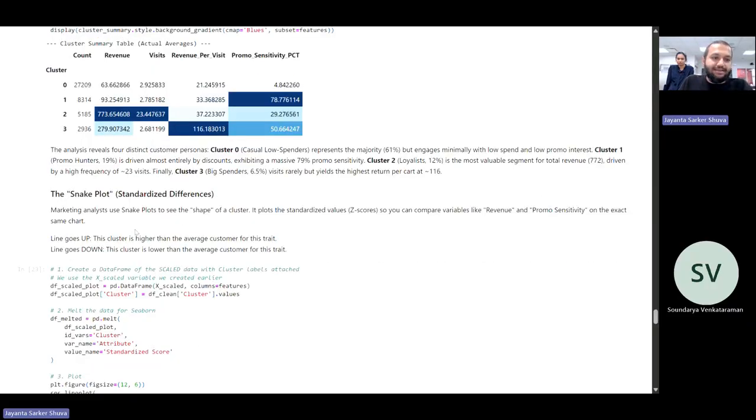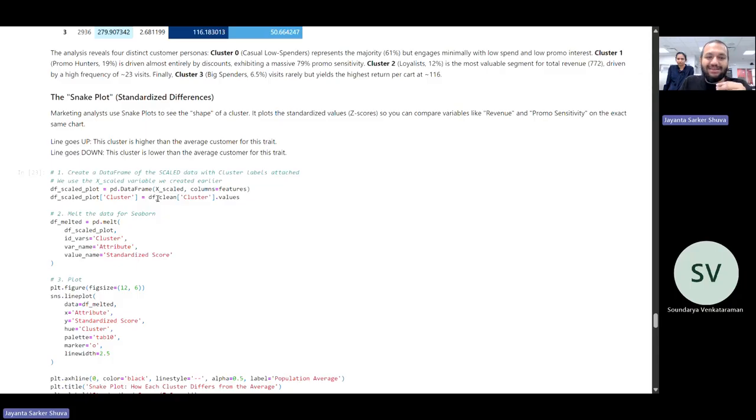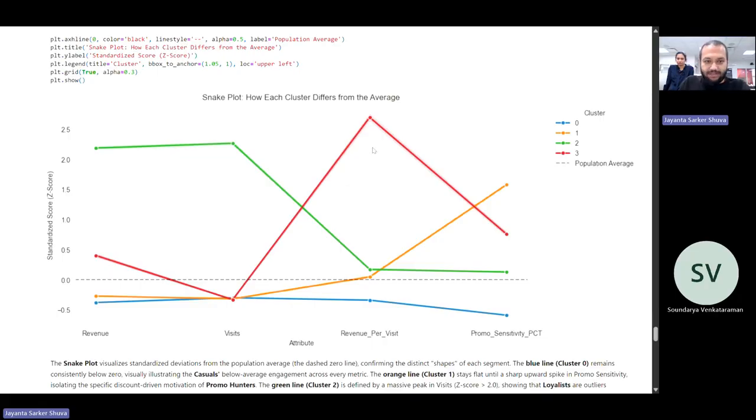Now if we do another thing like a snake plot, in a single chart we can compare all of these variables, like revenue and visits, by converting them into their z-scores. So they will be on the same scale. Here you can see the dotted line is the z-score or population mean, and each line is a variable's z-values. If we see customer 1, all of these values are below the average. For customer 0 and customer 1, that is this one, they are promo hunters.